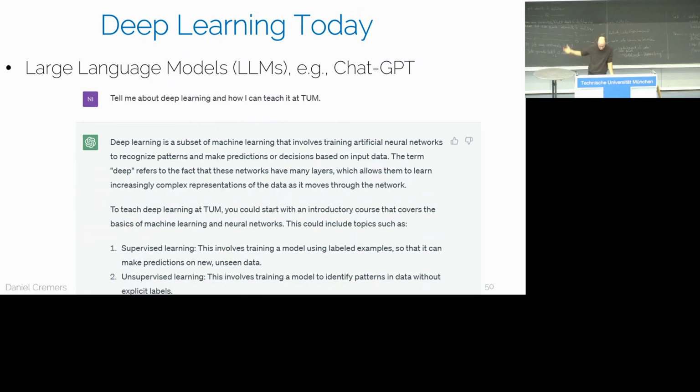For example, you can say, tell me about deep learning and how I can teach it at TU Munich, and in fractions of a second it will generate a full course syllabus. Pretty nice, right? So I could say, why am I standing here, you know? And no kidding, sooner or later we'll all be replaced by some AI.